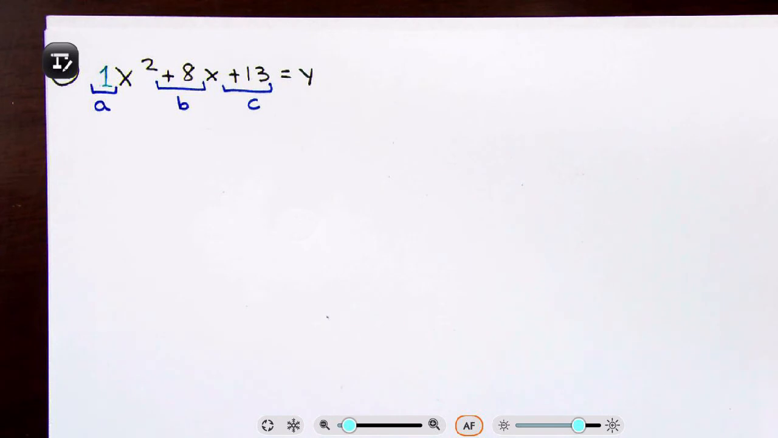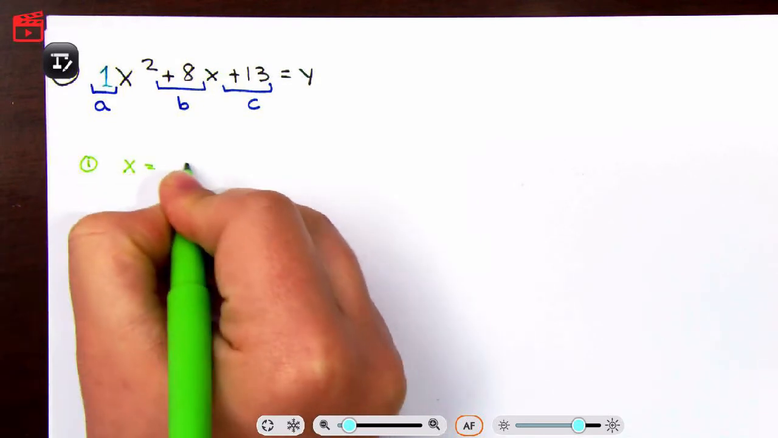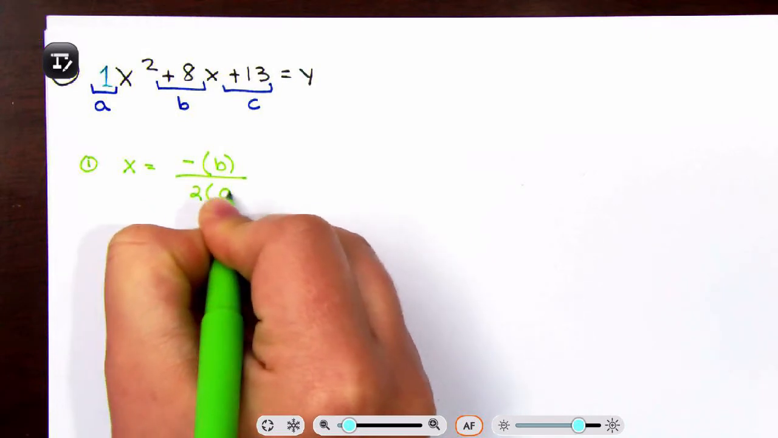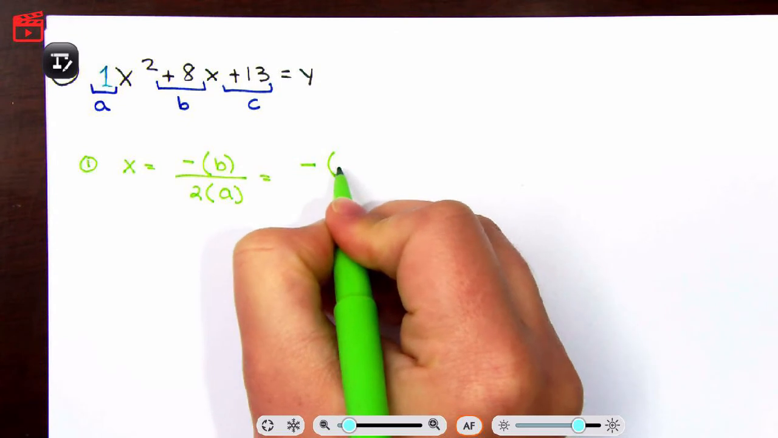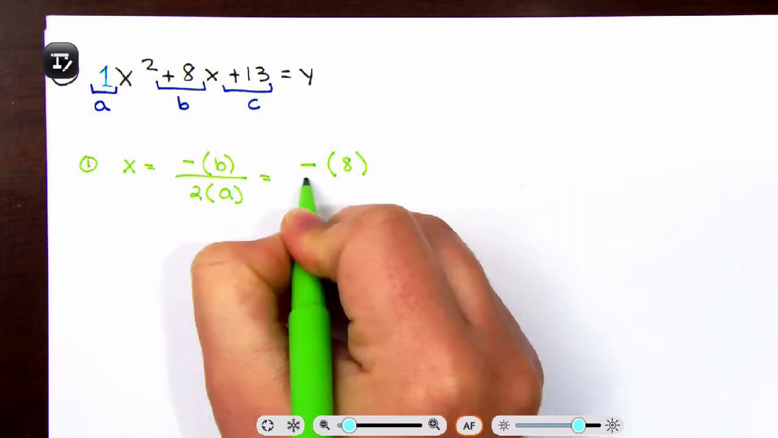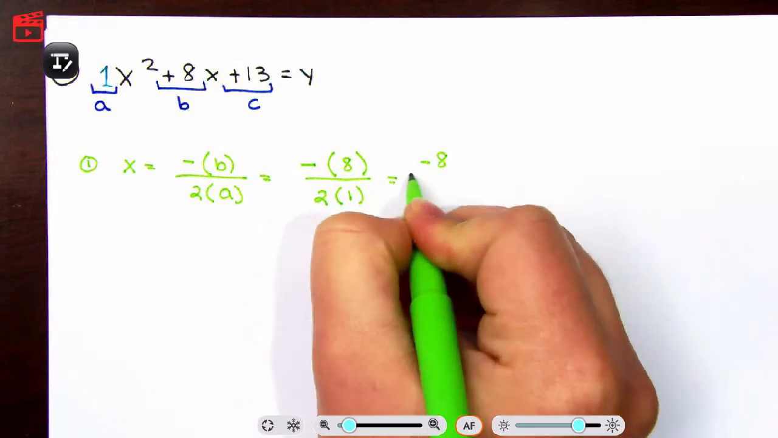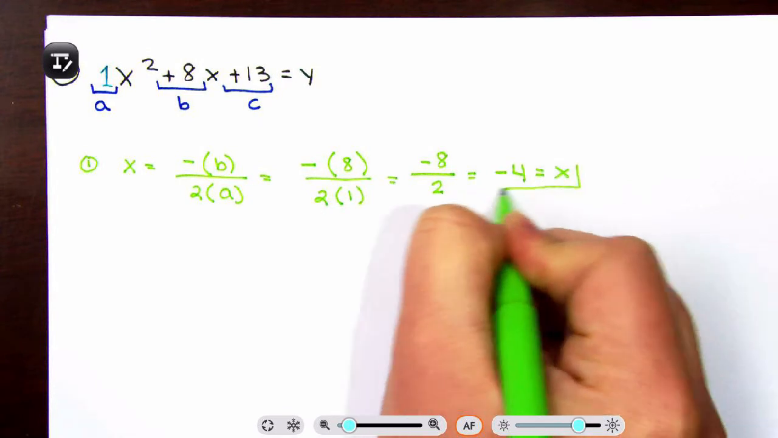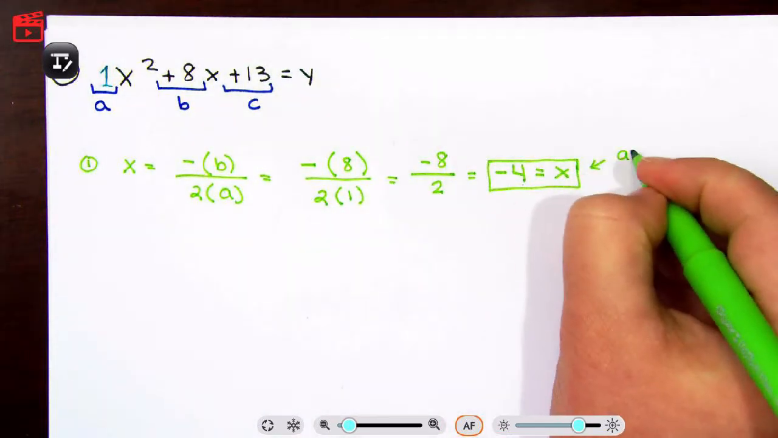So step number 1, just like before in the previous example, let's see what our axis of symmetry is. And that is x equals the opposite of b divided by 2 times your a value, which means that you have negative b, which is +8, divided by 2 times a, which is 1. So you have -8 divided by 2, which is a -4, and that's equal to your x value. That's going to be your axis of symmetry.